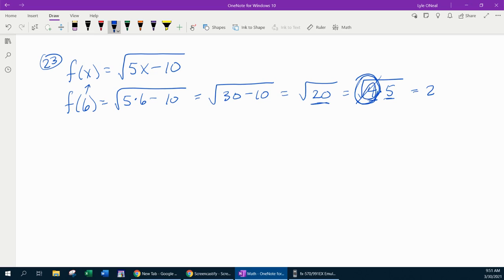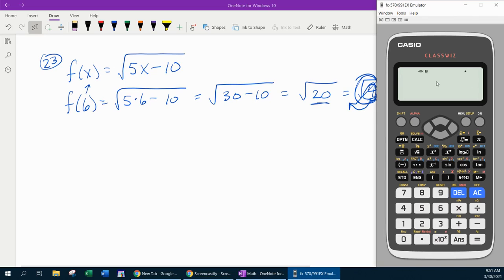It's like this. The 4 gets to come out from under the radical, but when you bring it out, you have to square root it. And then the 5, since it doesn't square root, is left under the radical. So this would be your simplest radical form answer. They may also ask for a decimal approximation, which would require a calculator.